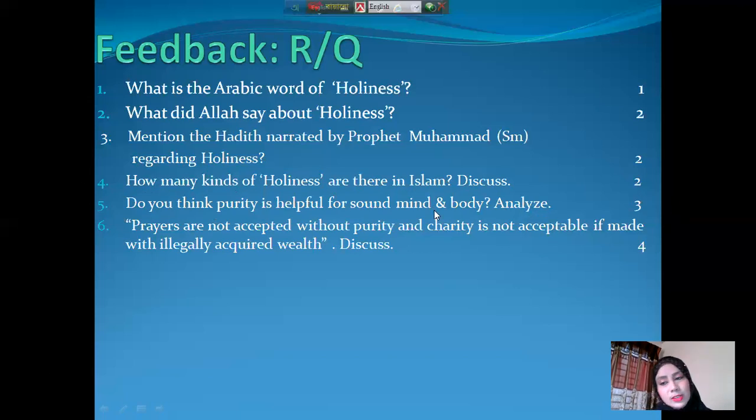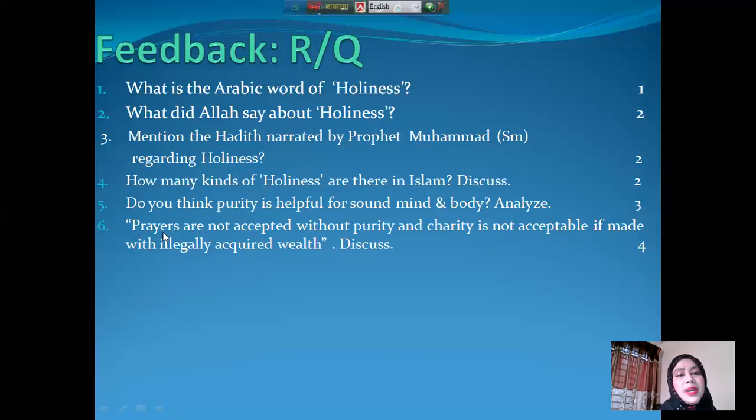I am telling you in your class also that whenever you go to write a 3 number question answer, at that time try to make 3 paras, and please write any quotation from Quran or Sunnah, and it is available in your book. Not only that, whenever you write this question, you have to keep in mind that you have to write the correct information. And here, after seeing the question pattern, you can easily understand what this question is applying. Okay, do you think purity is helpful for sound mind and body? Analyze. You can add some information from your surrounding condition also, from your practical life also.